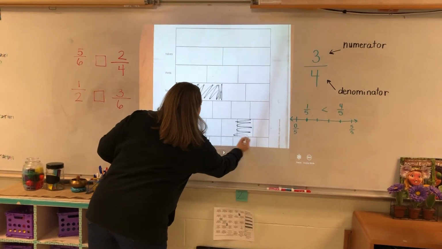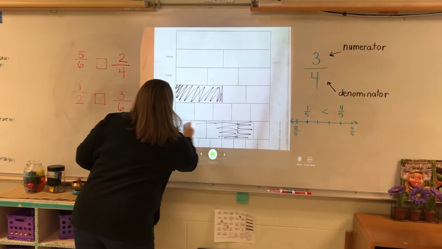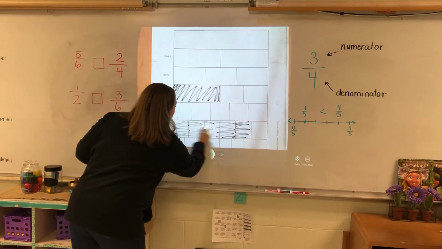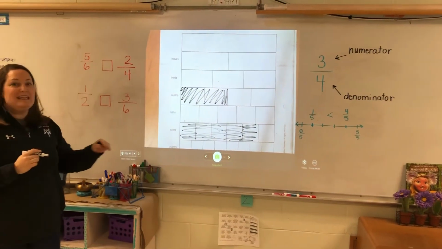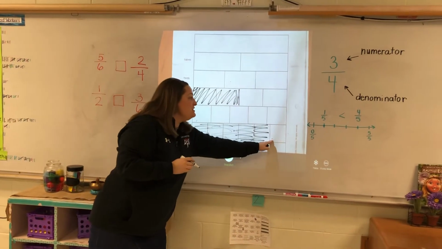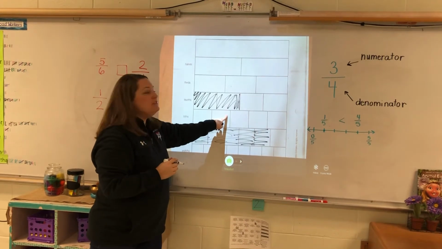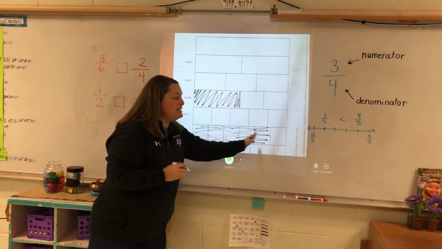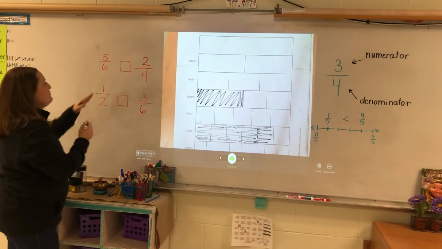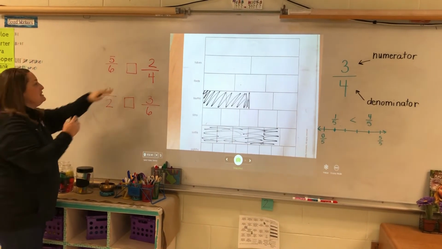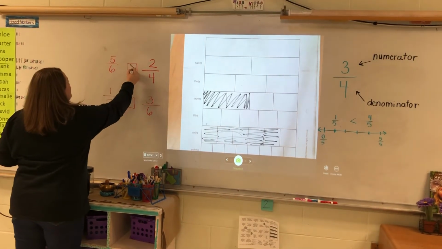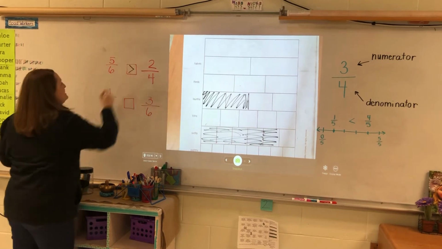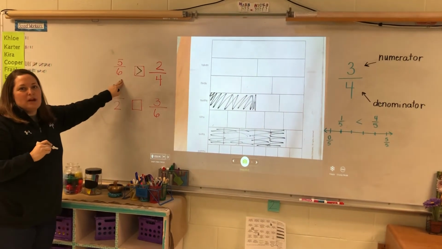Almost the whole thing. And this is a really great way for you to visually see that this fraction, 5/6, is bigger than 2/4, because you can see this one is a whole lot longer. So if I were making this a number sentence that's true, I would need to use my greater than, less than sign to mark the bigger number.